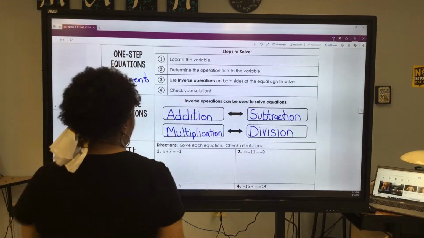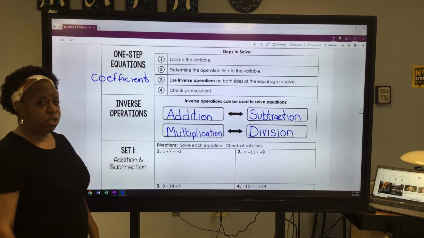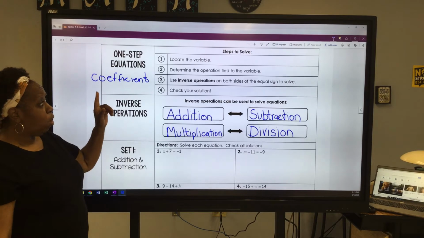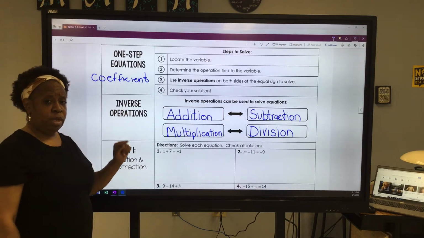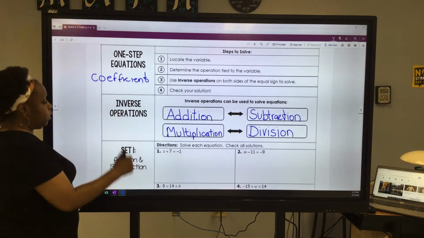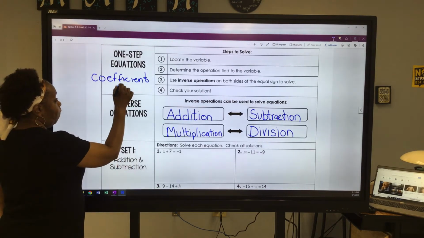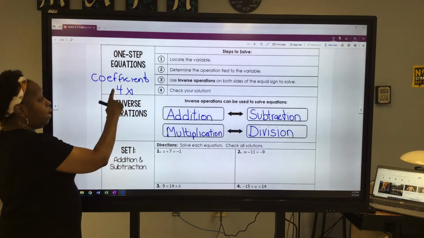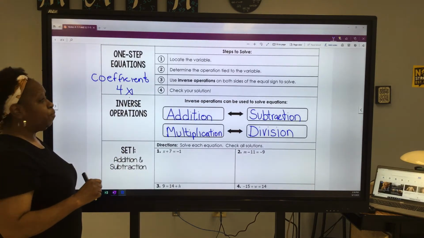So today's lesson, our first, is over one-step equations, solving them. As a reminder, a variable is the letters that are used to represent numbers in algebra, and a coefficient are the numbers in front of the variables. So if I gave you the example 4x, x is the variable, and 4 is the coefficient, okay?